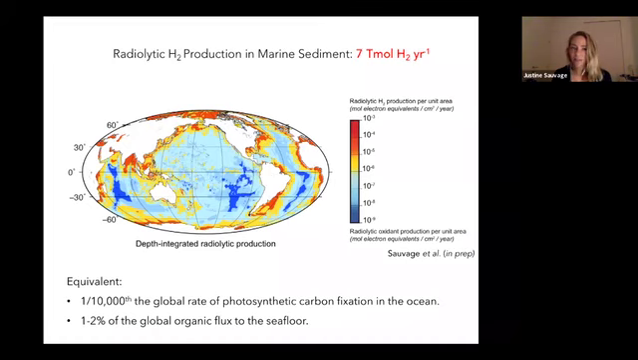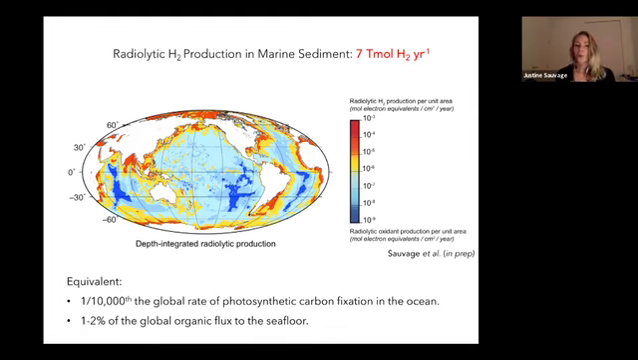And this is what we came up with. Not came up, but this is the result of that calculation. On a yearly basis, across all marine sediments, you produce about 7 teramoles, so that's 10 to the 12 moles per year. On an electron equivalent basis, if you convert that to electron equivalents, this approximates to about 1/10,000 of the production of organic carbon in the overlying ocean water through photosynthesis and carbon fixation.